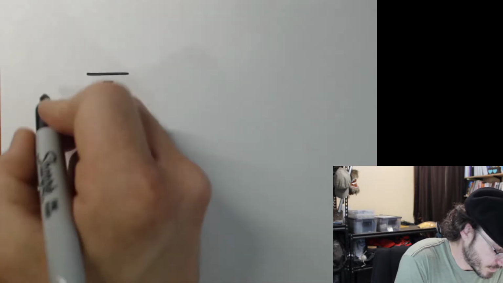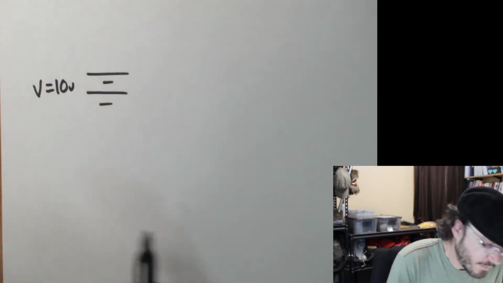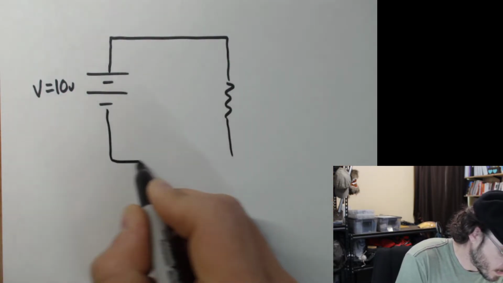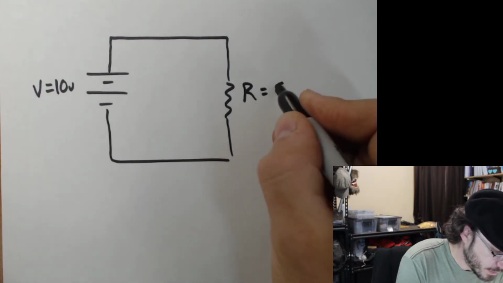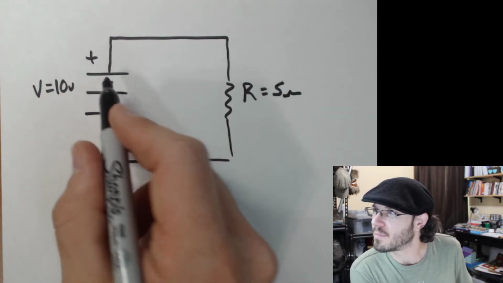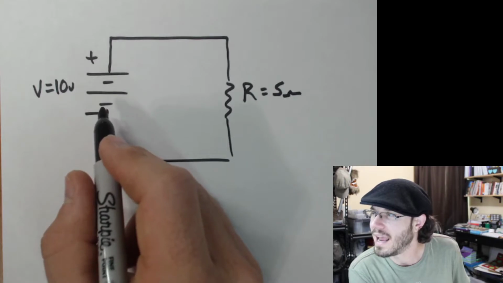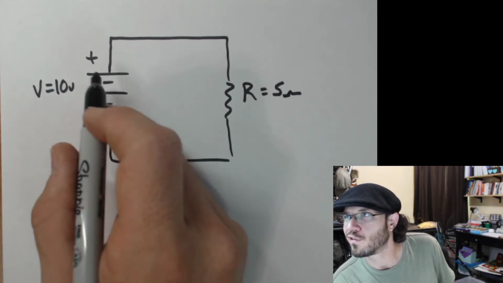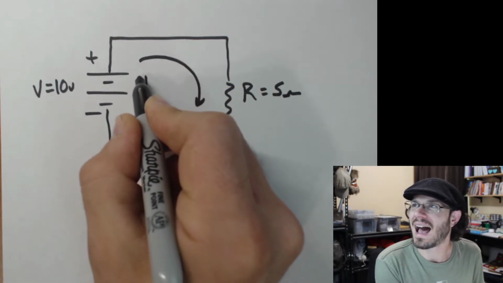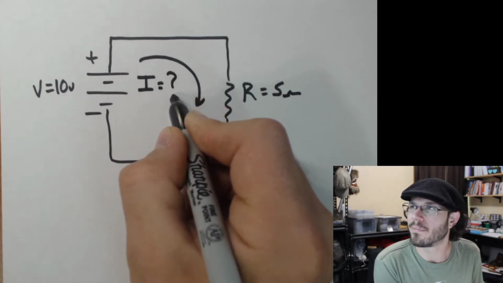All right, so let's go ahead and set up that same example that we had before. V is equal to 10 volts. R is equal to 5 ohms. Conventional current, remember the bigger side is positive, the minus side is the little side, and conventional flow says current's going to flow from positive to negative. I is equal to what?